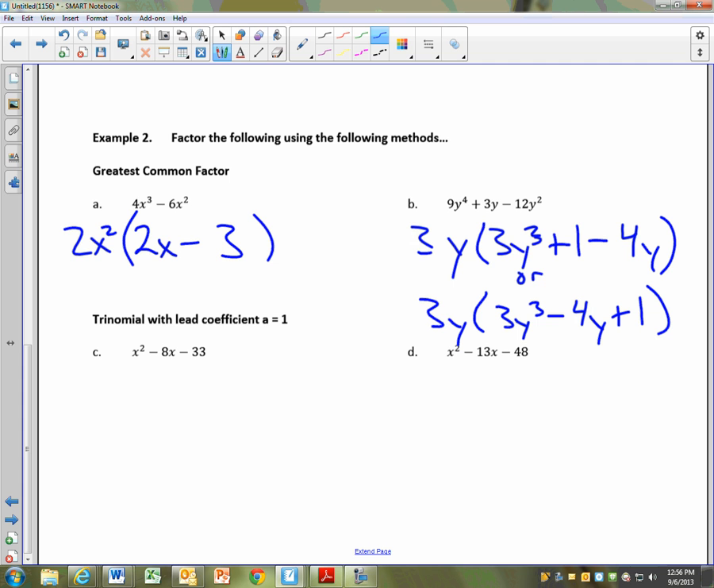Either or is okay, right? This is descending order of exponents. This is not. I would still accept it. What do you think is a mistake people make when they do that problem? Forget the 1. Make sure you remember the 1. 1 is super important, okay?